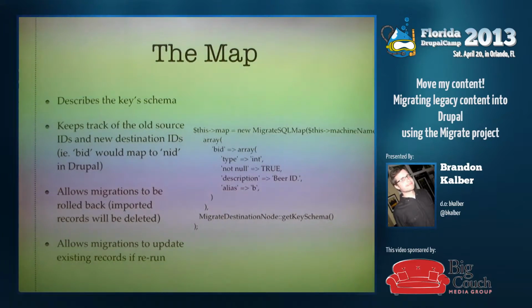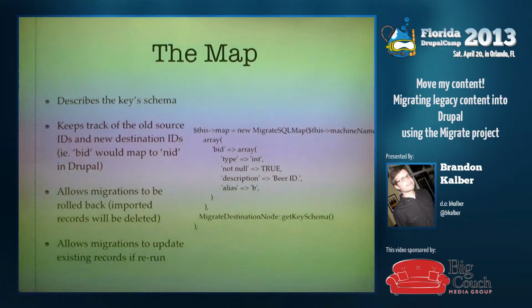So if you look at this code example from the beer.inc file in the Migrate Examples module, inside your constructor, you're going to set this map equal to a new Migrate SQL map. We'll touch on this a little bit more later, but it doesn't have to be SQL. Migrate does support CSV, JSON, and XML. We're pretty much going to be focusing on SQL for this talk, though. So it's a new Migrate SQL map.